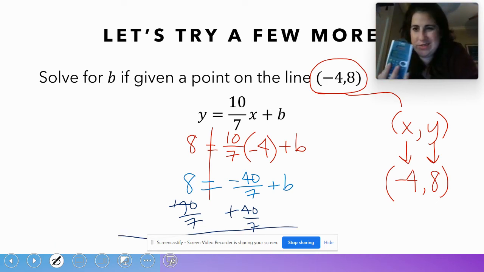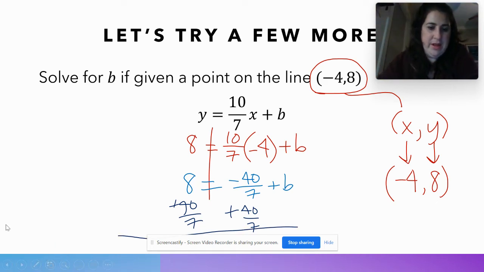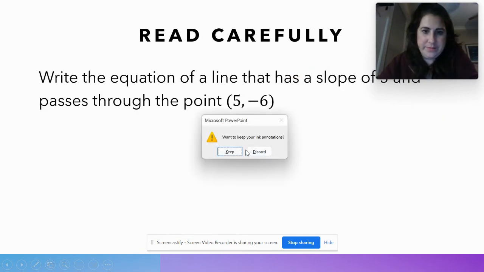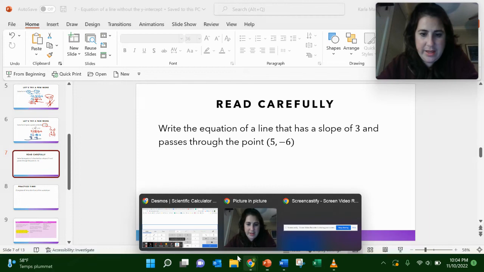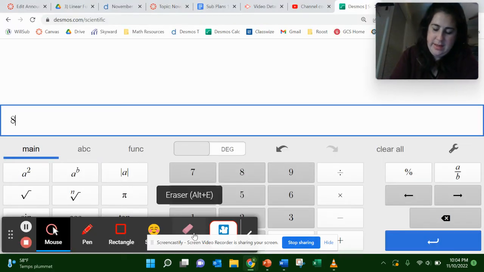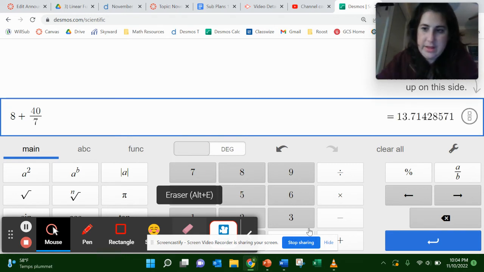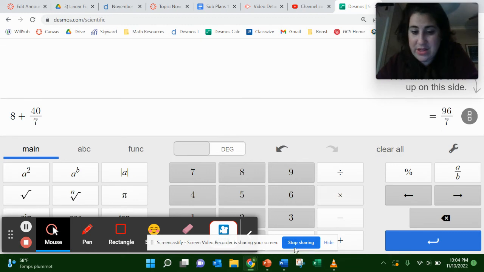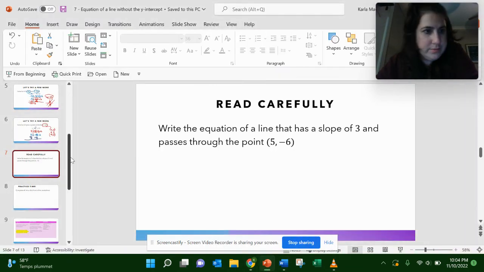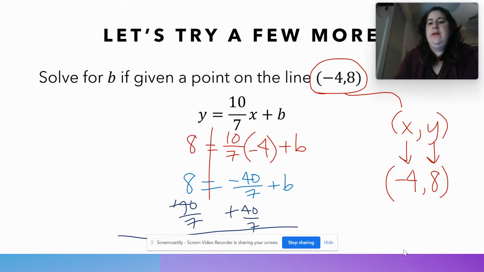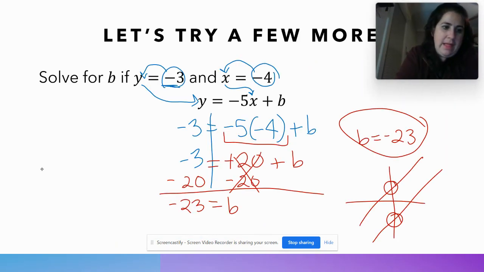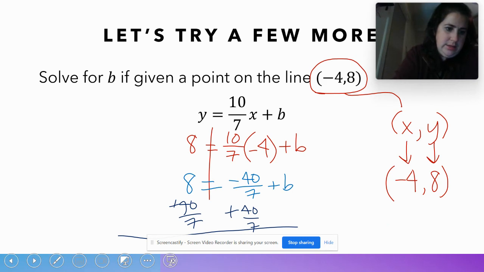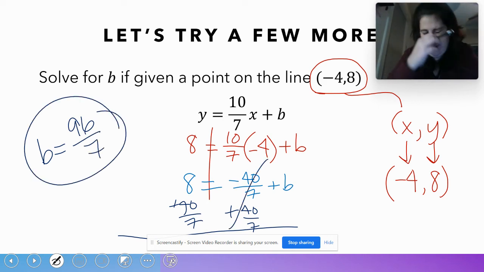So in this case, I don't want to use this one. I want to use the Desmos. So 8 plus 40 over 7 in my calculator. 8 plus 40 over 7 gives me 96 over 7. So b, oops, b equals 96 over 7. Okay, because that cancels out.